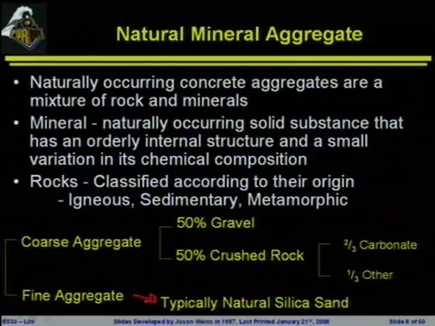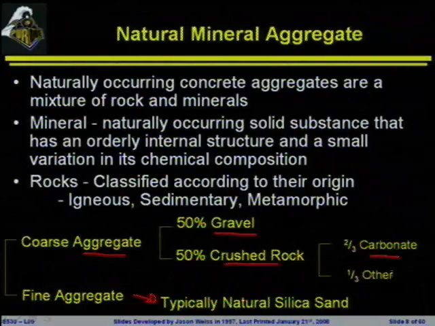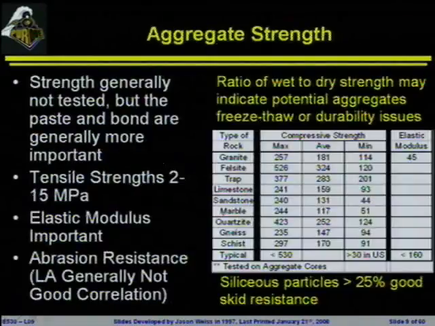Fine aggregate, we're typically looking at a natural silica sand. This can be as easy as opening up a seam and having the sand ready-made. More recently, there's been quite a push to using crushed sands in concrete. Coarse aggregate, you'll see that there's quite a bit of gravel used. There's also quite a bit of crushed rock used. Most of the crushed rock tends to be carbonate rock. About a third of the crushed rock is other types of rock that's being used.